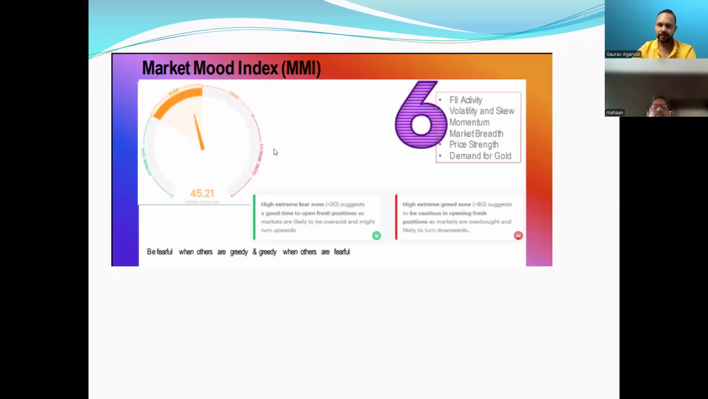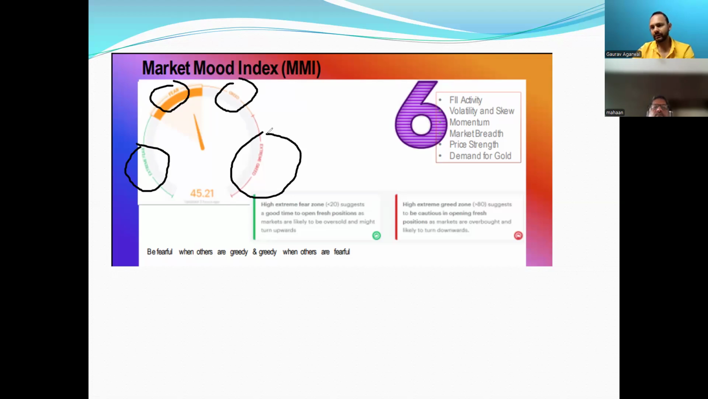So there are basically four parameters in market mood index: extreme fear, fear, greed, and extreme greed. Based on this, you have to decide your investments. You should try to do your investments whenever there is extreme fear, in this half. You should always try to invest your money in this area. And you should always try to book profits whenever the market is in this area, greed and extreme greed.